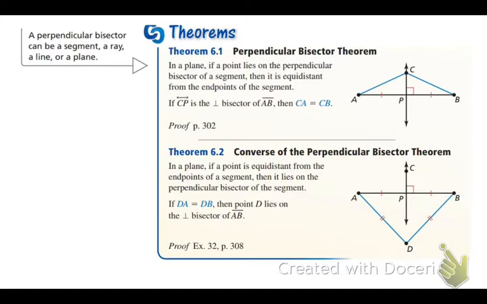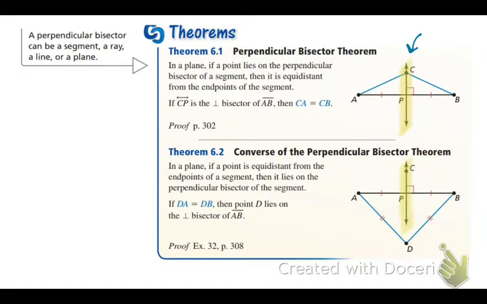All right, we can take our highlighter. Go ahead and highlight the bisectors. These are our bisectors. If a point lies on the perpendicular bisector of a segment, then it is equidistant from the endpoints of the segment. So what is the point it's talking about on my bisector?